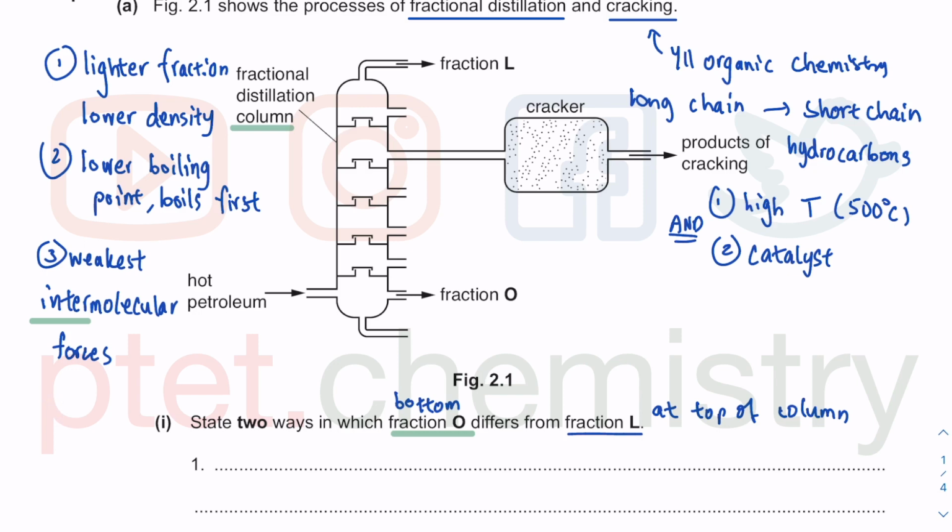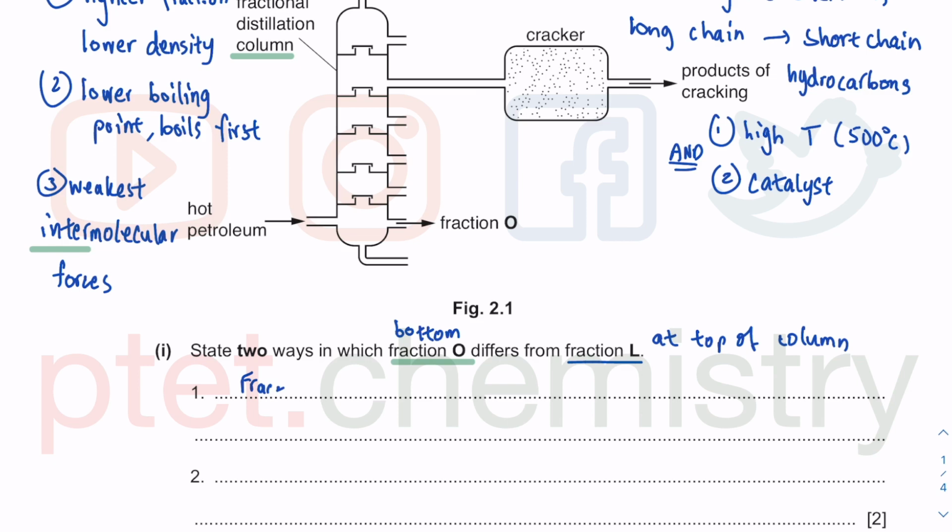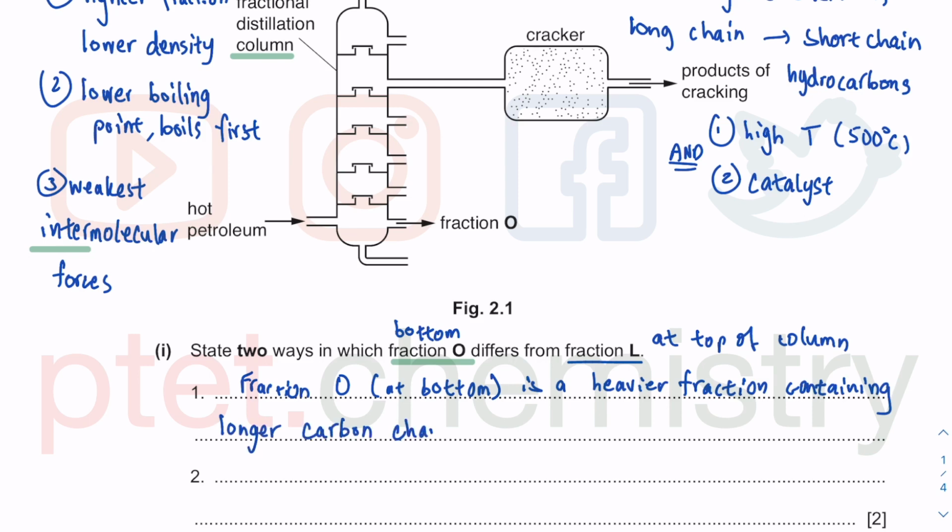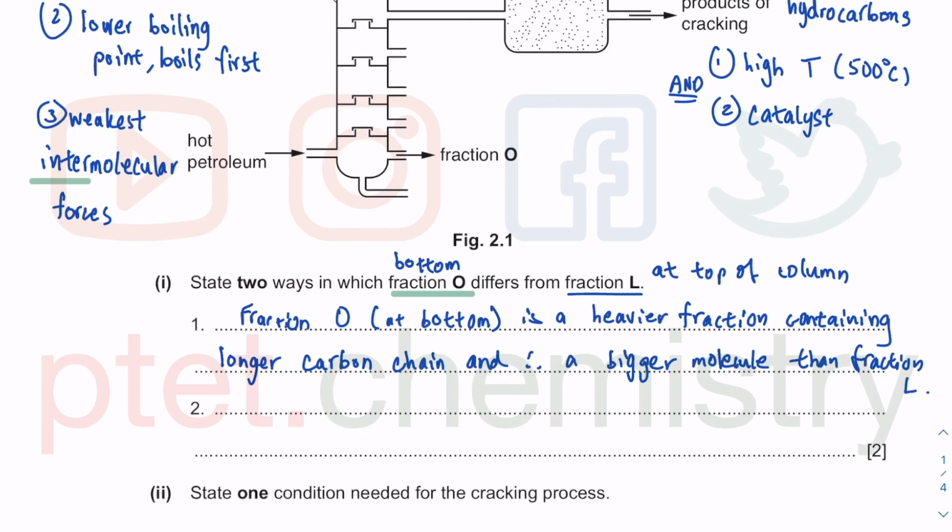So state 2 ways in which the bottom fraction differs. Well, we know that fraction O at the bottom will be a heavier fraction. It's a heavier fraction containing bigger molecules and also longer chains, containing longer carbon chains. So there are more carbon in the molecule, and therefore a bigger molecule, and therefore it's much heavier fraction compared to the one which is further up than fraction L, which is further on top.